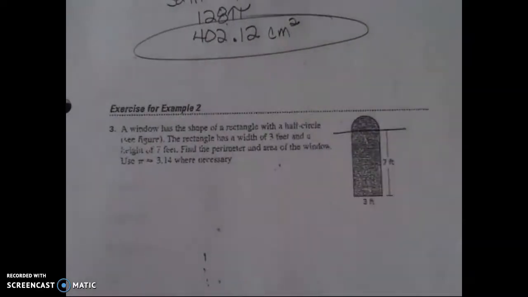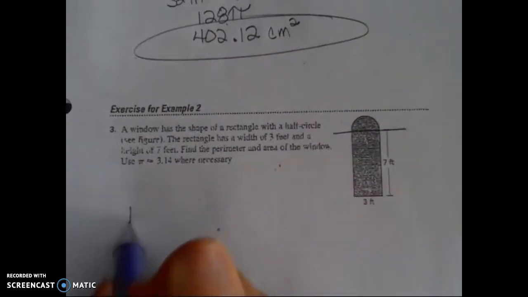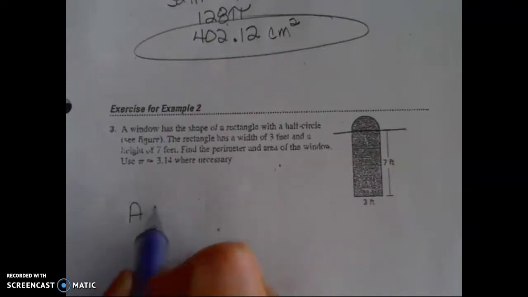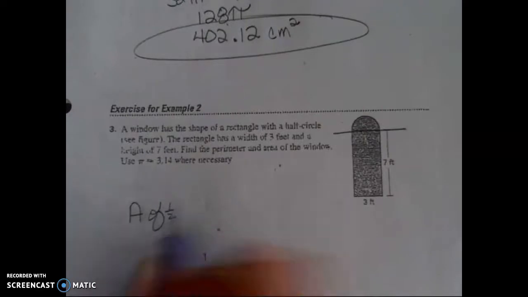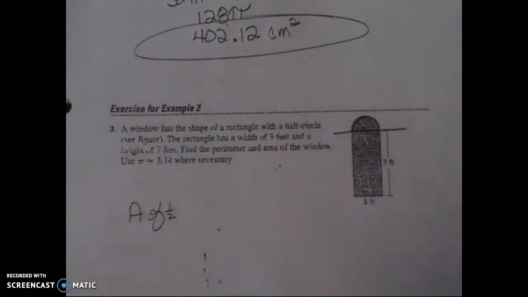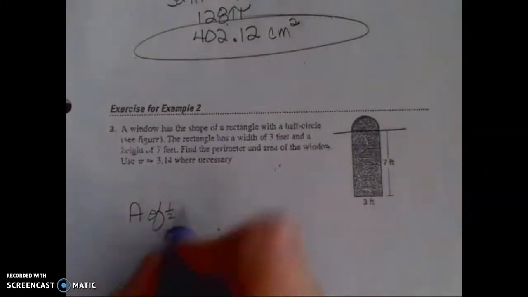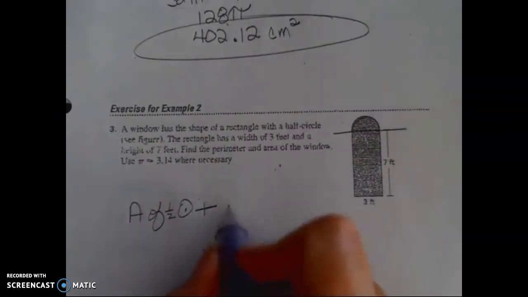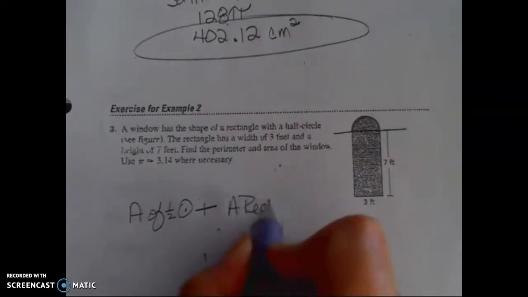Okay, last one. We're trying to find the area of this window. There's two parts. We're going to take the area of half the circle, because if I were to keep going around, this would give me a whole circle, but I only take part of it. So I'm going to take area of half of a circle, and then I'm going to add the area of the rectangle.